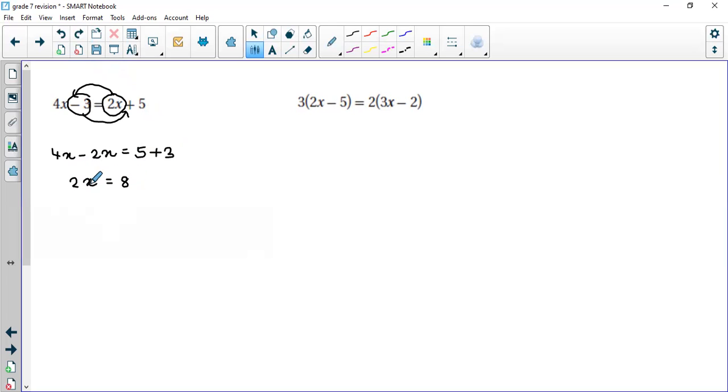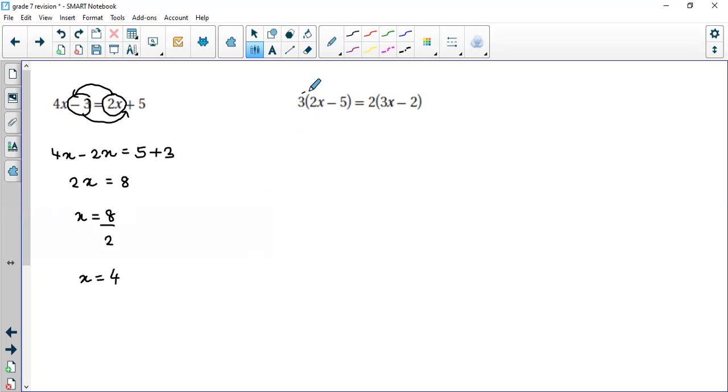Now, of course, we have to isolate the x. We have to keep x alone. So x is equal to 8 divided by 2. x is equal to 4. These are easy questions. They only come with practice. If you don't practice, do not say that you didn't understand. If you didn't understand, it means you did not practice.